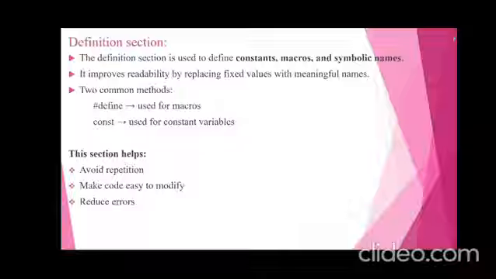The advantages of this definition section are, first, it avoids repetition. It means we don't have to write the same value again and again. The next one is it makes code easy to modify. It means if we need to change a value, we can change it in one place instead of updating it everywhere. And the last one is reducing errors. It means using fixed names instead of repeated values reduces the chance of mistakes.